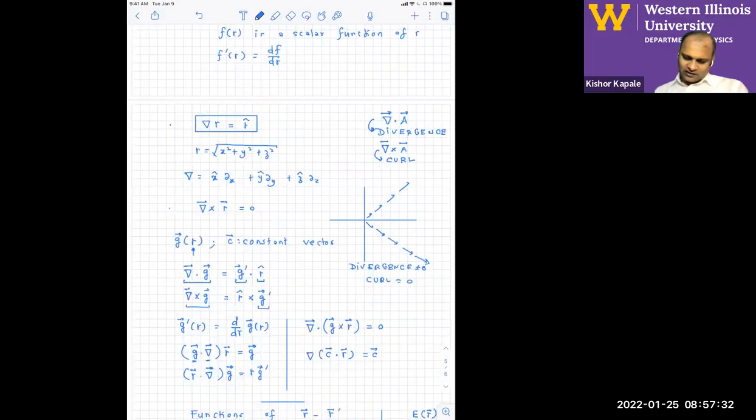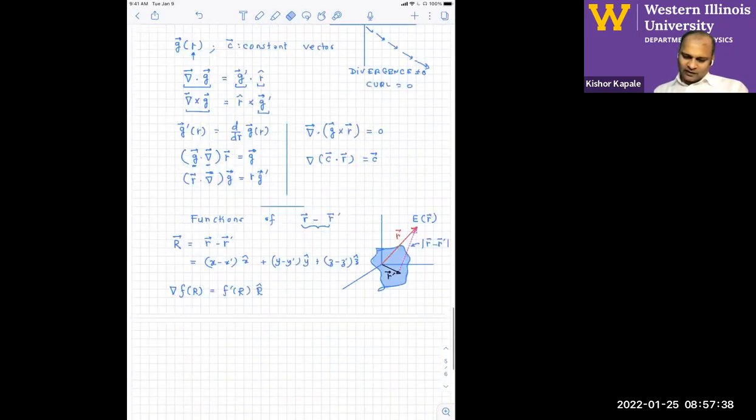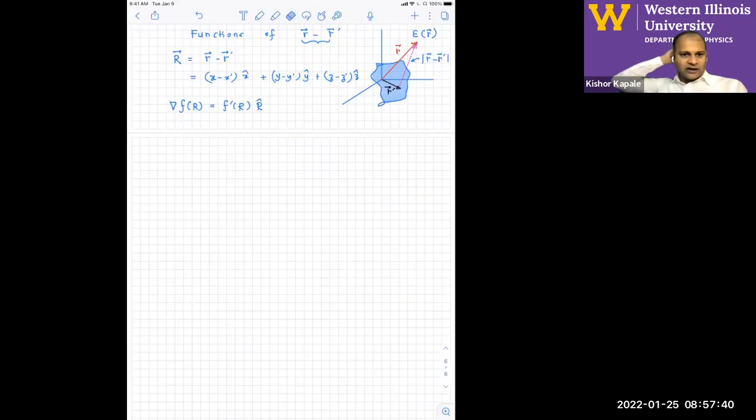Oh, I think I did not write this down, right? But you have this thing, derivative f prime of r. You can take similarly a gradient of f of r because it's a scalar quantity. So you can do that, and that's going to look like this.